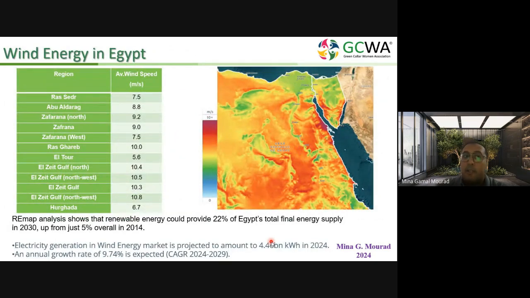Let's go into more detail about wind energy in two countries: my country, Egypt, and Turkey. Egypt is a gifted country with wind energy. Wind velocities around most areas of Egypt exceed 10 meters per second. This is considered a high wind velocity, and we can generate more and more electricity.